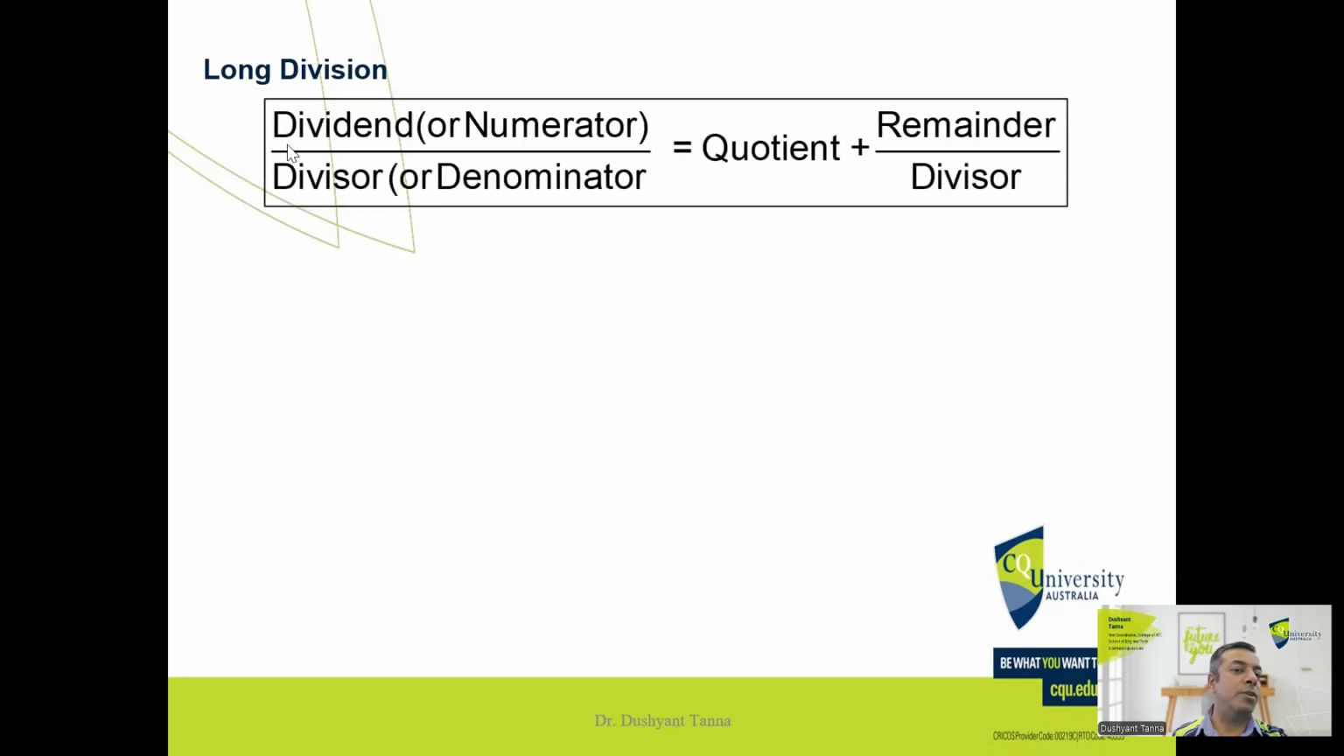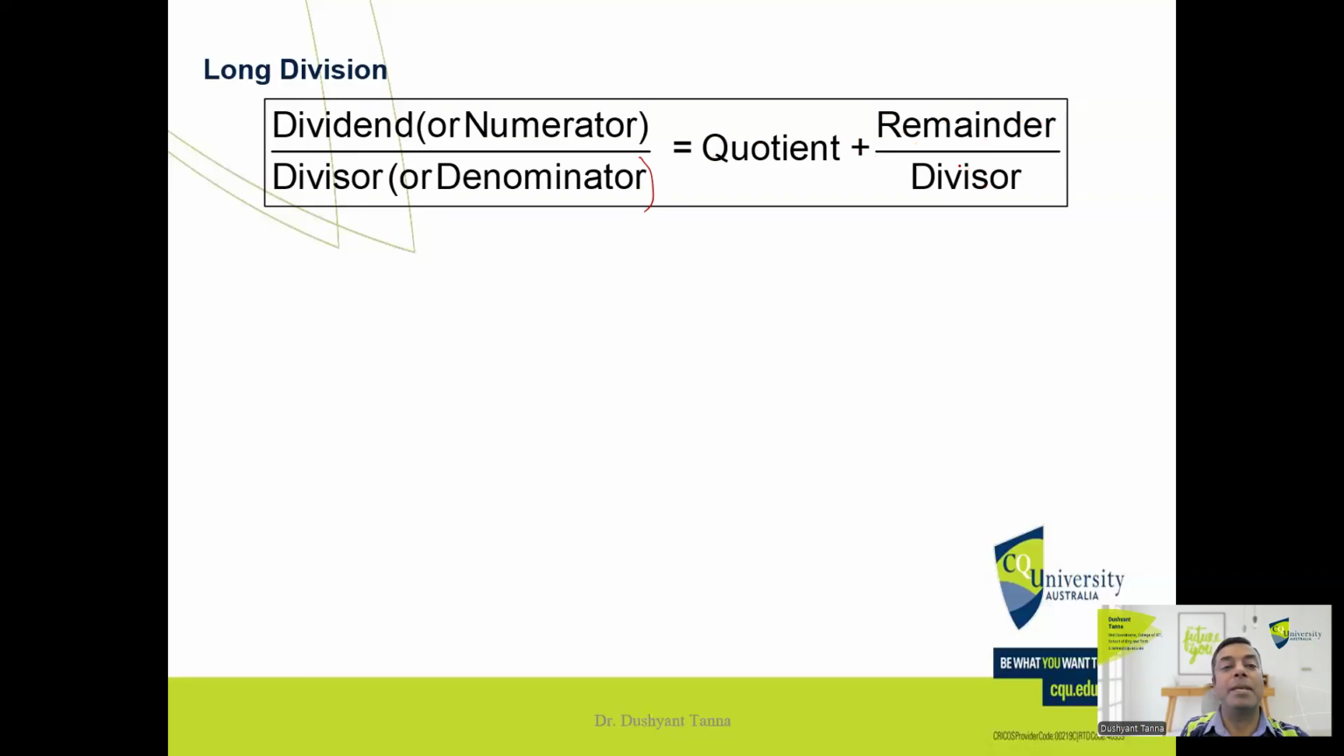So how it works or looks. Whatever is in the numerator is called the dividend. Whatever is in the denominator is called the divisor, right? The outcome or output is the quotient. Whatever remains is called the remainder.